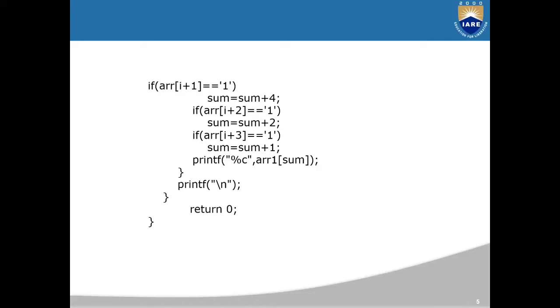printf, where printf is a predefined function. Percentage c, c means character, of array 1 sum. Then outside of the nested if, we are printing the function. After it, it makes the code go to the next line. When we take backslash n, it will go to the next line. Then we are making return 0.